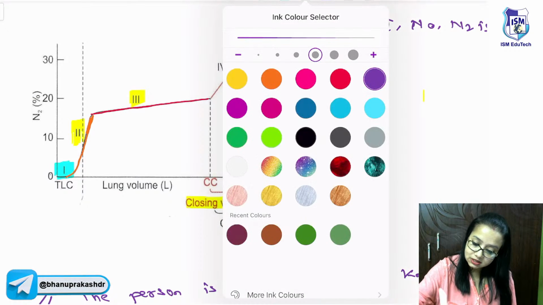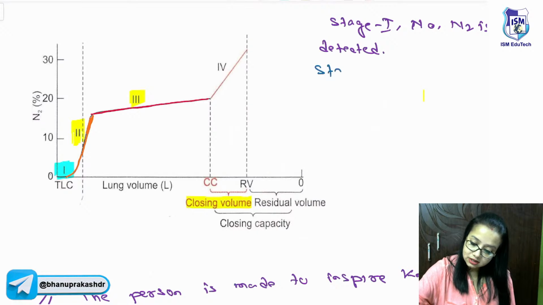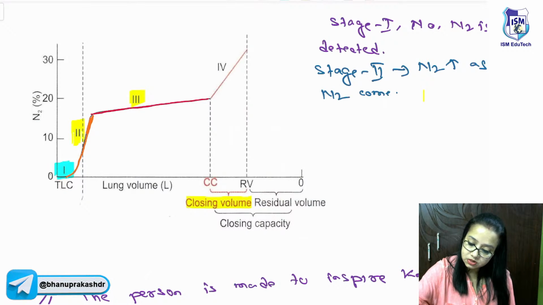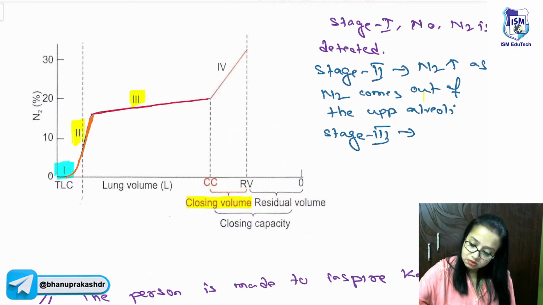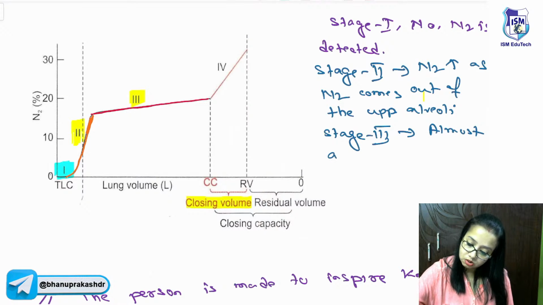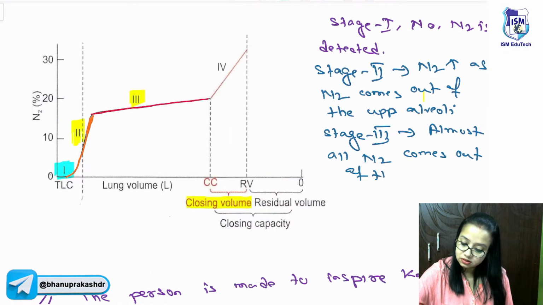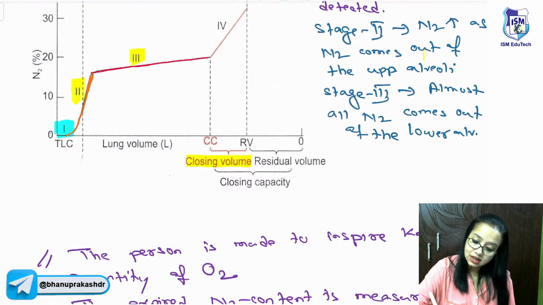So here, in stages 2 and 3, if we write it: in stage 2, nitrogen content increases as nitrogen comes out of the upper alveoli. In stage 3, almost all nitrogen comes out of the lower alveoli. Now, when stage 3 ends, it also signifies the closing volume.